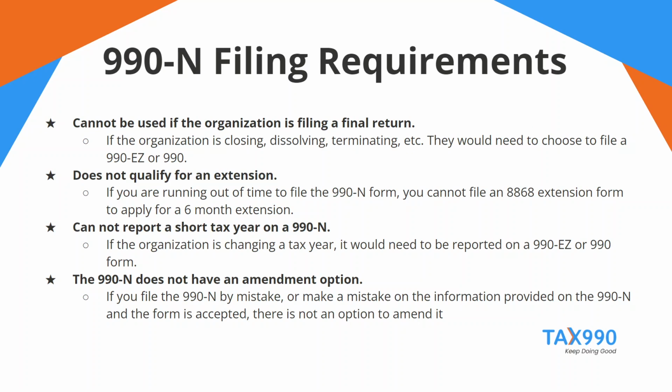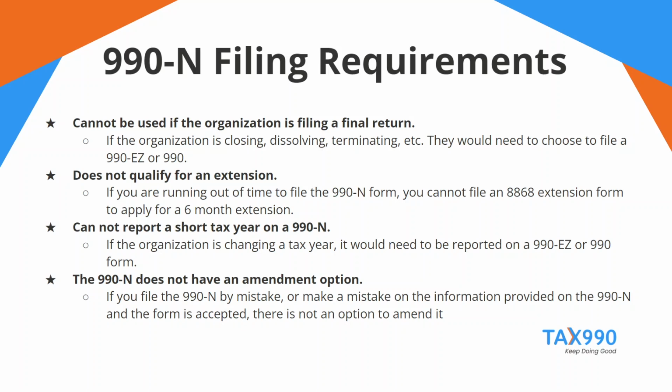The 990N has a few more restrictions than some of the other 990 series returns. As mentioned, it's only used to report that the organization made less than $50,000. If your organization needs to report any additional information, they would need to choose to file a 990EZ or a 990 long form instead. The 990N cannot be used if an organization is filing a final return. This means if the organization is closing, dissolving, or terminating, they would need to choose to file a 990EZ or a 990 long form instead.